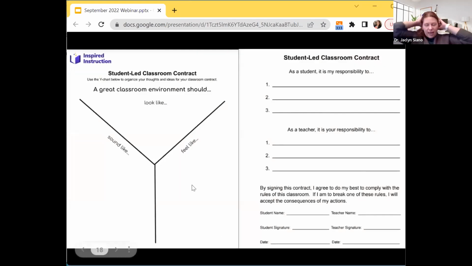One of the things I really like, and there's also a link to this in your handout, a student-led classroom contract. So this one that we created, I really love because it gives the students a place to brainstorm using a Y chart. So a great classroom environment should look like, sound like, and feel like. So it gives them some control of what do they want their educational experience in your classroom to look like, sound like, and feel like. But then it also puts the onus on them. What is your responsibility as a student? And then what do you think the teacher's responsibility is?